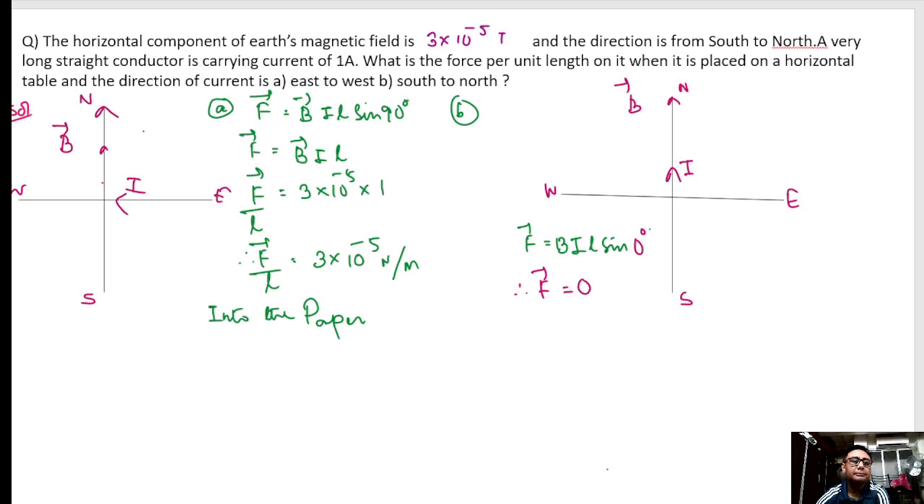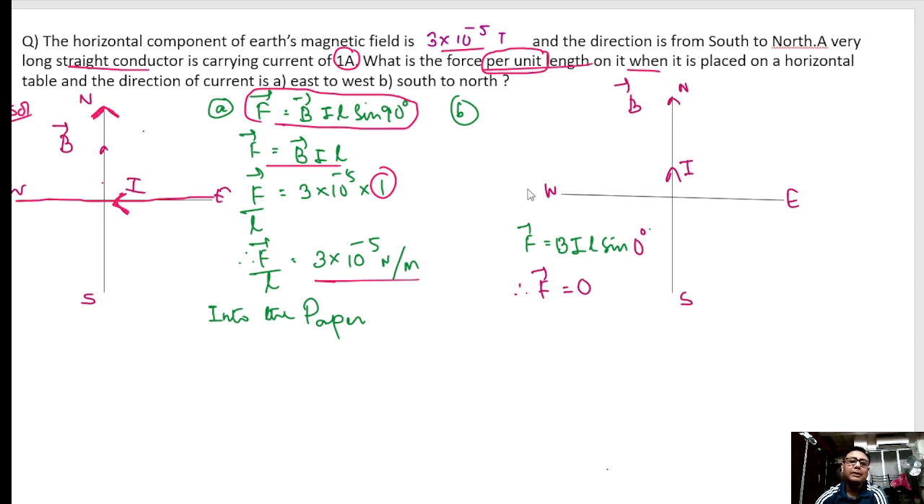Similarly, friends, the Earth's horizontal component of the magnetic field is given to us, and the direction is from south to north. Current is flowing from east to west. There is a straight conductor, carrying 1 ampere current. What is the force per unit length on it? Now we know the force on a current carrying conductor due to a magnetic field is given by this. Because I and B are perpendicular, it is sine 90. So we calculate putting the values of B and I, and the length of the conductor is 1 meter. They have asked per unit length, that means I have to take length as 1. So we calculate, this is the force acting on the conductor.